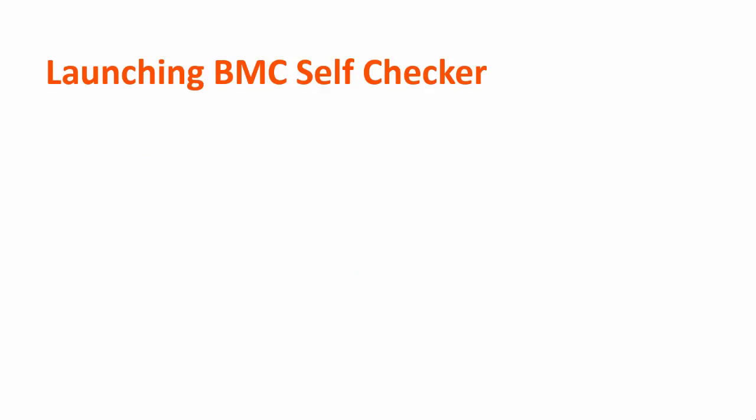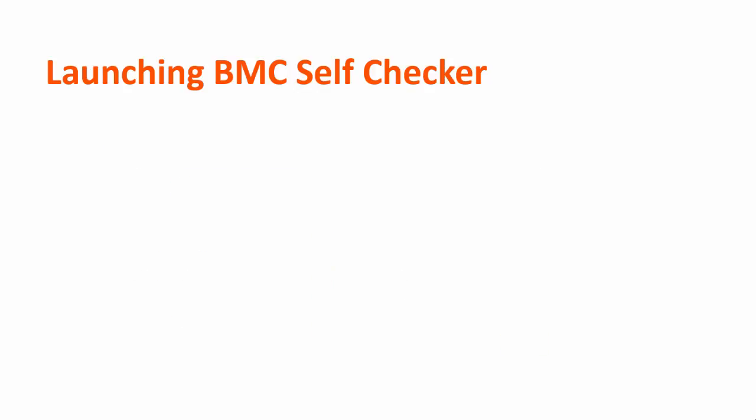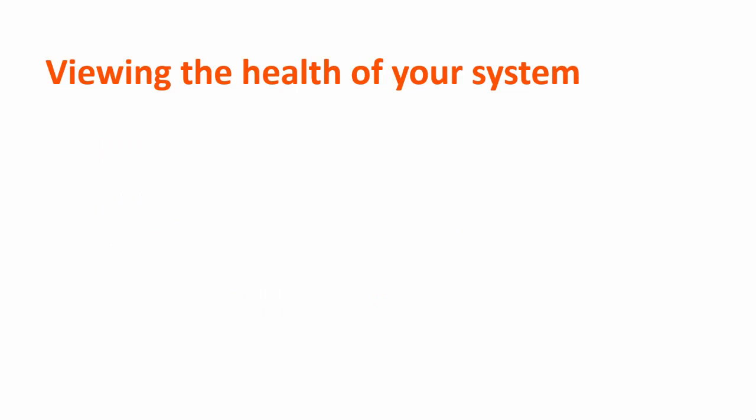Let us now see how to launch CLM Self-Checker. If you are working in the My Cloud Services console, switch to the Health dashboard and then in the Cloud Application Health chart, click More. If you are not working in the My Cloud Services console, open the application URL in a browser. In either case, ensure that you log on as a cloud administrator.